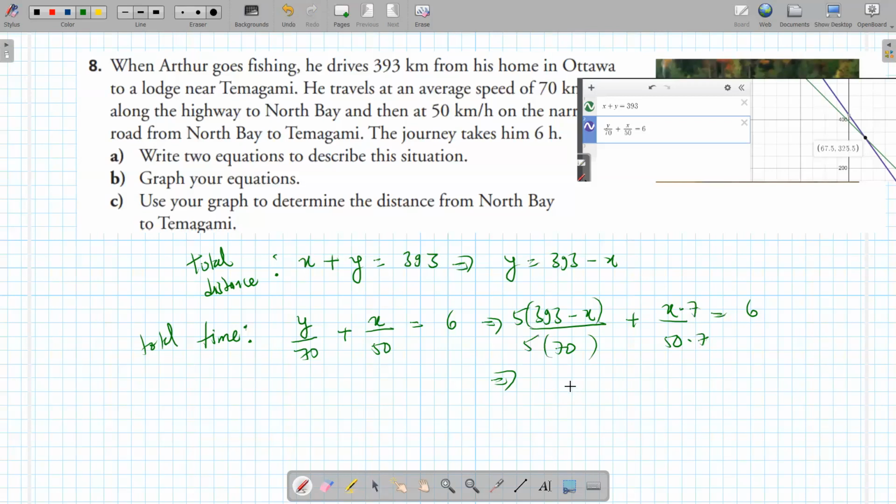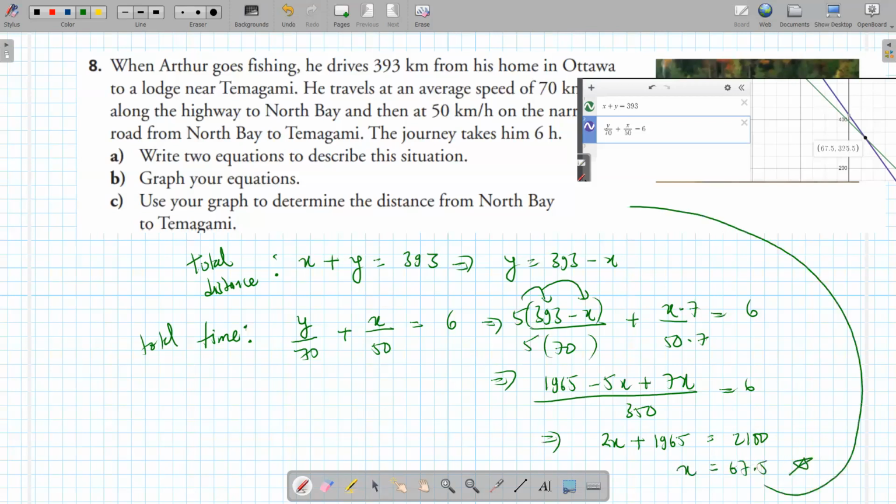So now let's open that bracket. 5 times 393 is 1965. 5 times negative x is minus 5x. Plus 7x, all over 350, equals 6. Multiply both sides by 350. You get 2x plus 1965 equals 6 times 350, which is 2100. Subtract 1965, divide by 2, and that's how you get x equals 67.5. Plug that back up here to find y. So y would be 393 minus 67.5, which is 325.5.